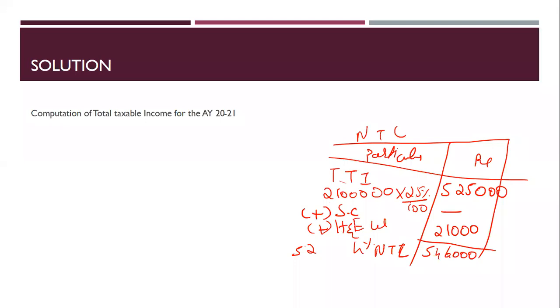5,46,000. But this is not the final value the company is supposed to pay. They have to calculate the MAT and compare whichever is higher, and then they'll be paying the tax. As of now, we'll stop here. So I have created a question.